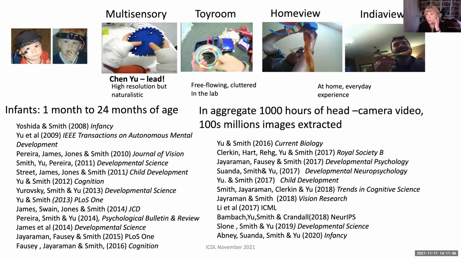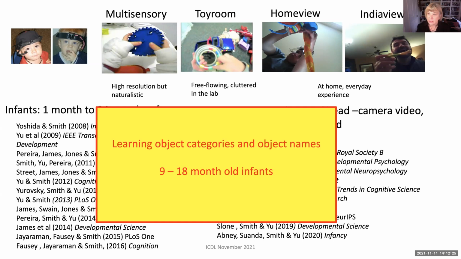Then there are two data sets which are actually going to play the core of most of what I talk about today. Those are the ones where we try to record day-long or multiple day head cameras in children's homes with no experimenters present. And between HomeView and IndiaView, we have data on about 160 children from 1 month to 24 months of age, where they wore head cameras in the home across whole days and several days, doing whatever babies do, with no instructions. But today, from all these various data sources, to make the points that I want to make, I'm going to select studies where we're really focused on learning about object categories and object names, with 9 to 18-month-old infants.